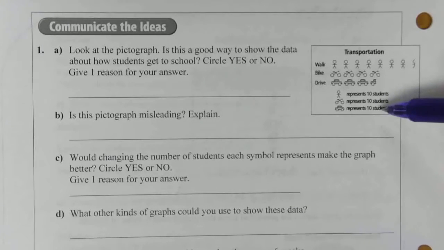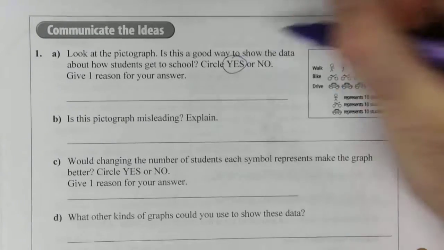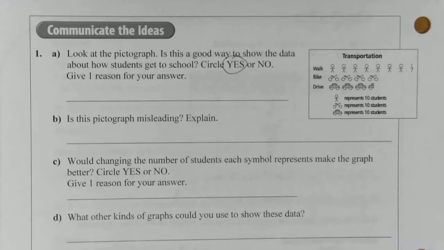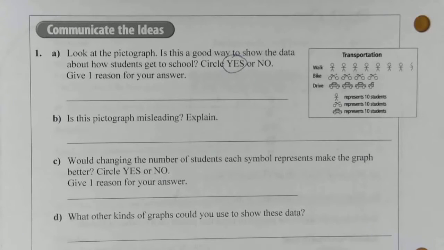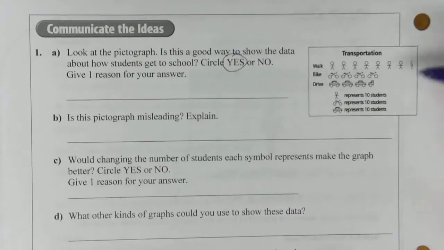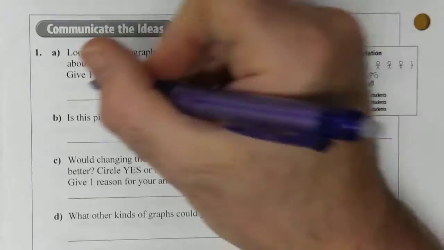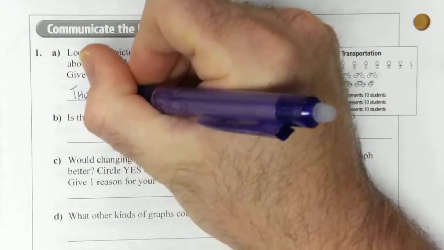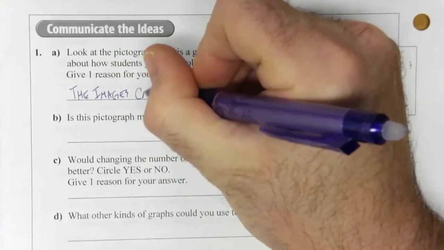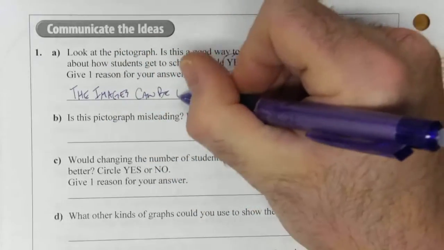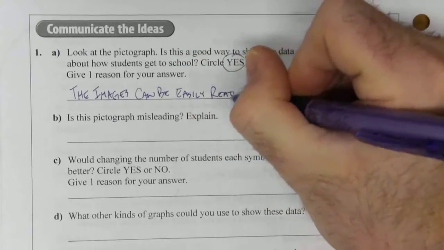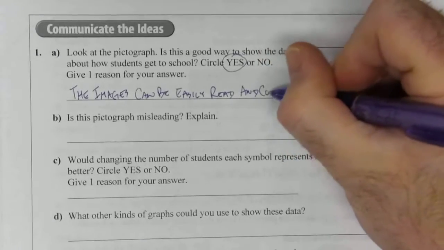Yeah, it's a good way to do it. The data can easily be counted and the symbols are appropriate. We do have some half images, but those are clearly half. So the images can be easily read and counted.